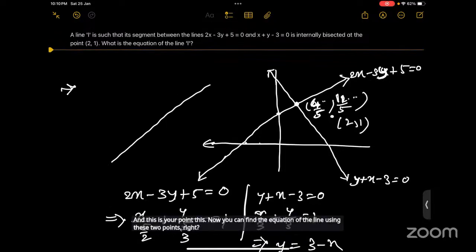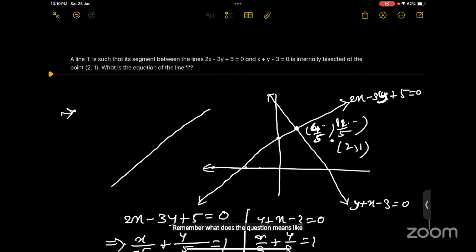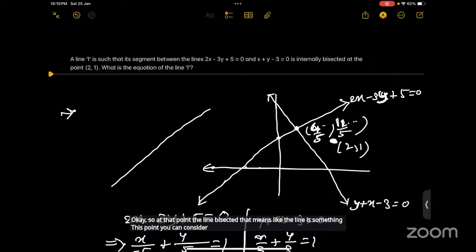Remember, what does the question mean? "Is internally bisected at a point." So this line, segmented between the lines, what does it mean? At that point the line is bisected. That means you can consider this point as the middle point of the line segment.